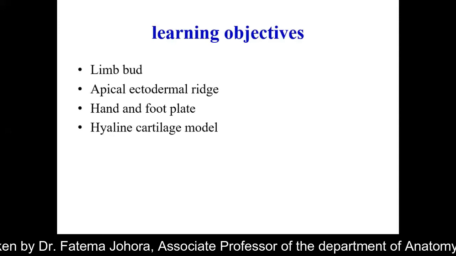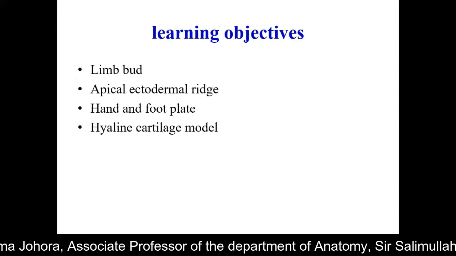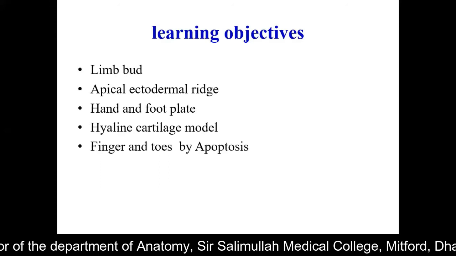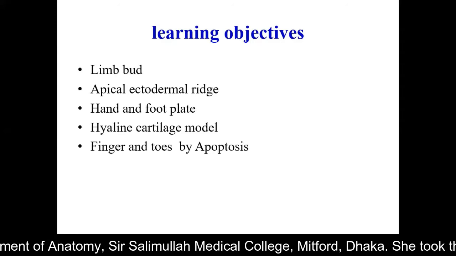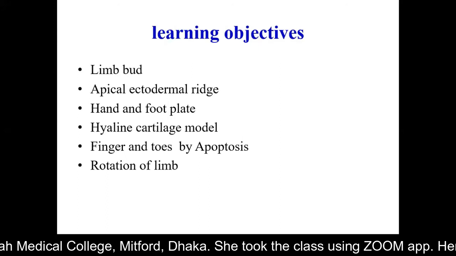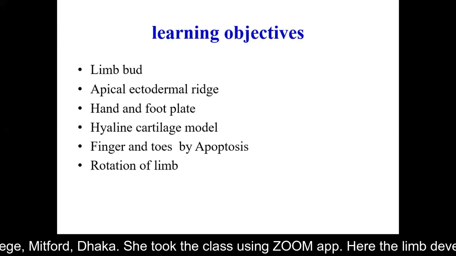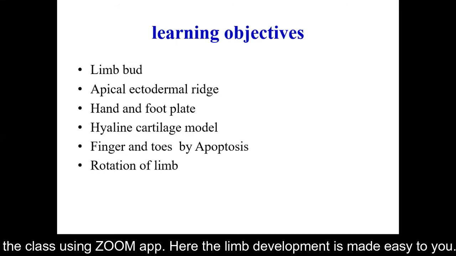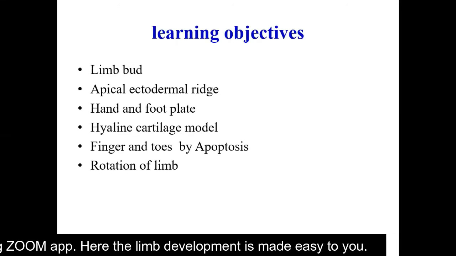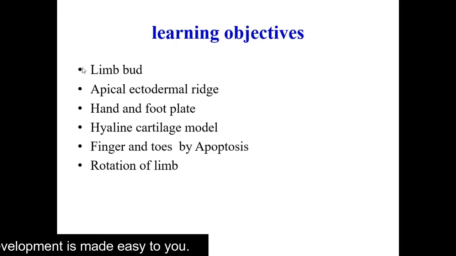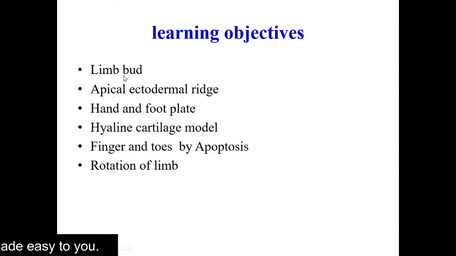hyaline cartilage model for the purpose of bone formation, then finger and toe formation by the process of apoptosis, and rotation of the limb bud finally. These 6 important points are very much necessary to learn about limb development. So in case of limb development, we have to give emphasis on these 6 points.